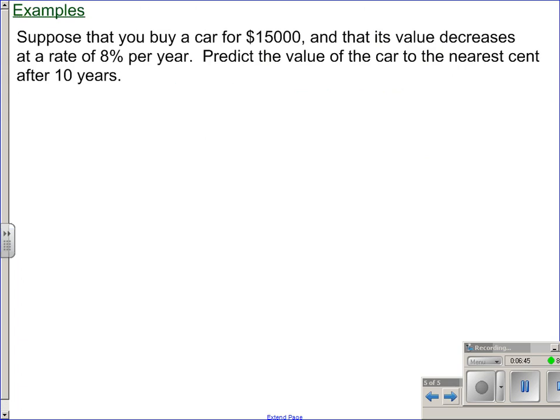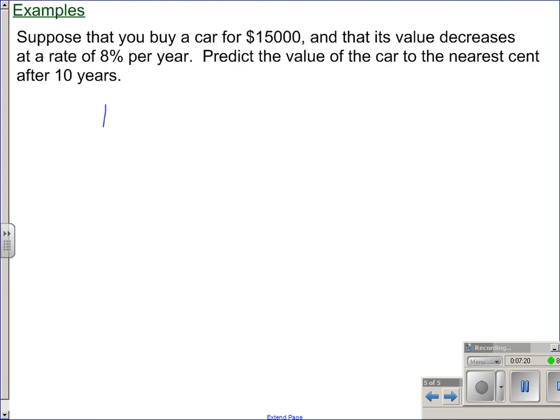All right, and this last example that we'll do here. Suppose that you buy a car for $15,000 and that its value decreases at a rate of 8% per year. That would be an average rate. If you buy a brand new car, as soon as you take it off the lot, you lose about 10 to 15% of the value, and then each year you just lose less of a percentage, but 8% per year is a good average. So, buy a car for $15,000, its value decreases at a rate of 8% per year. Predict the value of the car to the nearest cent after 10 years.